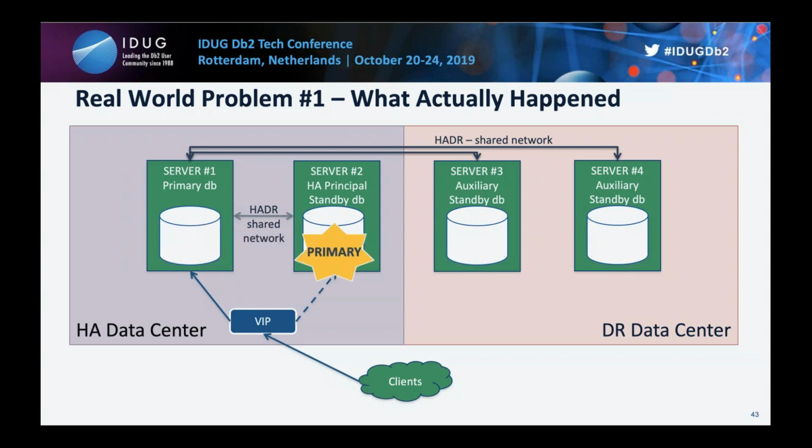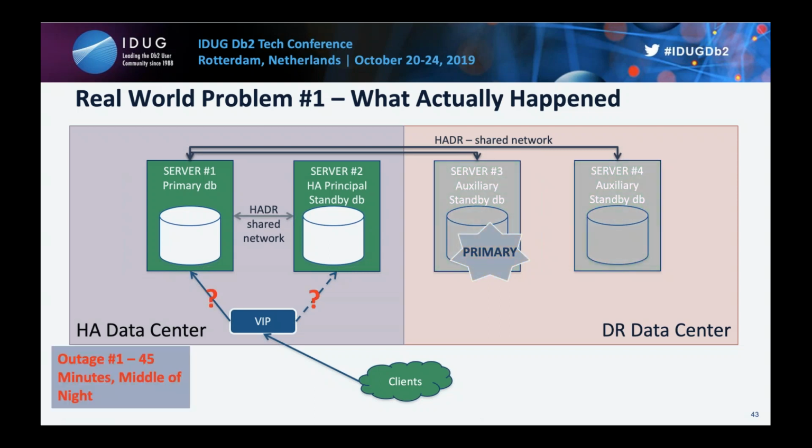So what actually happened? Somebody issued a takeover. So they took over and made server number 3 the primary. And then they panicked because they knew they'd done something wrong, and they shut down both servers in the data center. And this was outage number 1. We had 45 minutes in the middle of the night. It didn't take too long for somebody to figure out, hey, we need to make this guy primary and to start that guy as primary by force. So they got it back up right then and solved that problem for then.